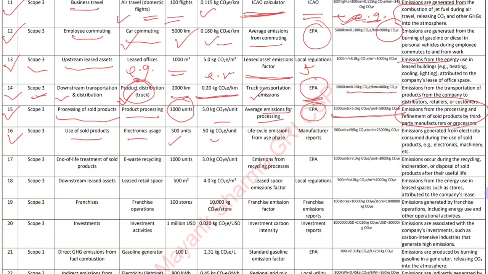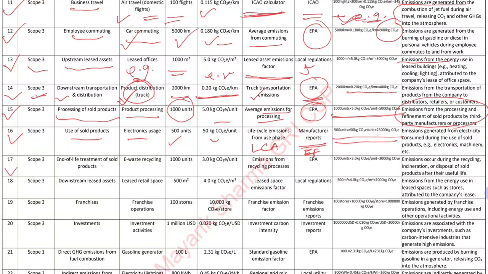We sold 500 units, this is the emission factor. Again we are adopting a life cycle assessment approach, life cycle emissions from the use phase. This is what we are getting from the manufacturer reports, these emission factors. These are emissions from electricity consumption during the use of the products sold, for example electronics and machinery items. So there is a calculation for that.